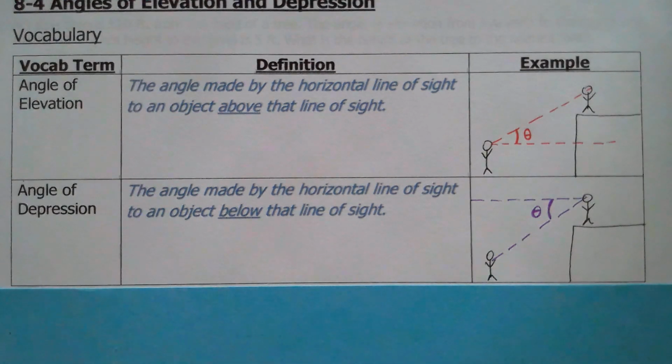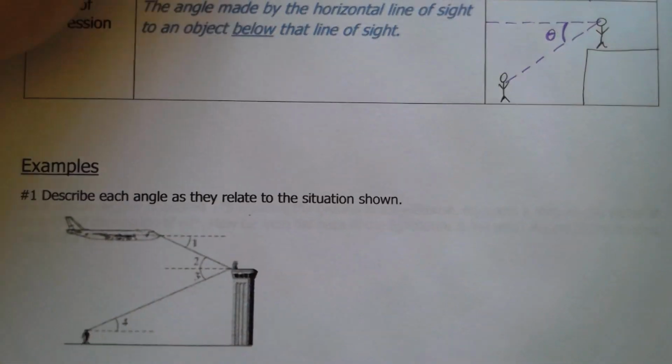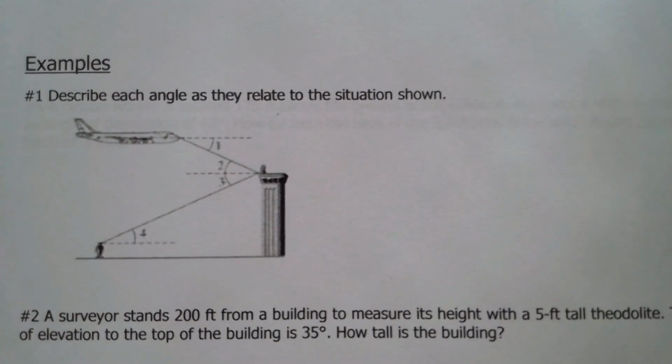Now before we get into how to use these main ideas to solve the problems that we've been solving in trig, let's work on whether we can identify what type of angle we're looking at. Let's take a look at problem 1, where it says to describe each angle as it relates to the situation. We have 4 different angles here.